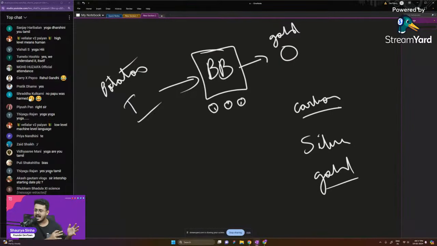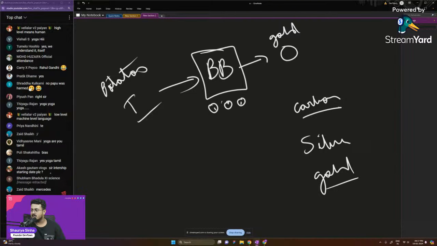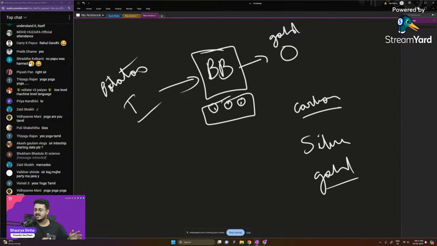Again, it will go back. Again, it will see what mistakes it has made within the black box. It will change all these values. The model itself will change all these values to give us closer to silver. Okay, again, we'll go back. Again, we'll change it. Again, we'll get it to gold. And so on and so forth.